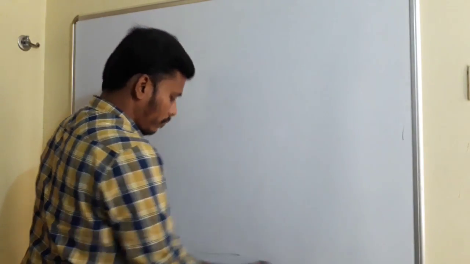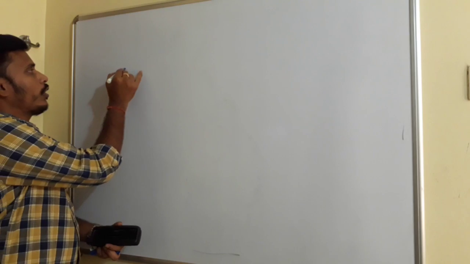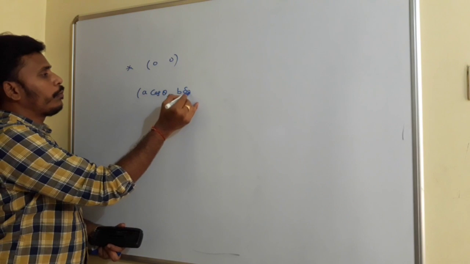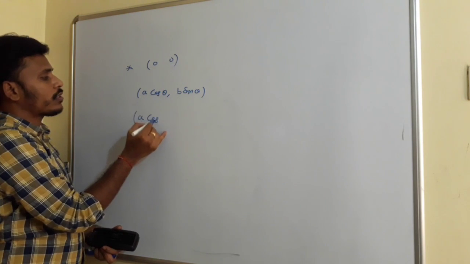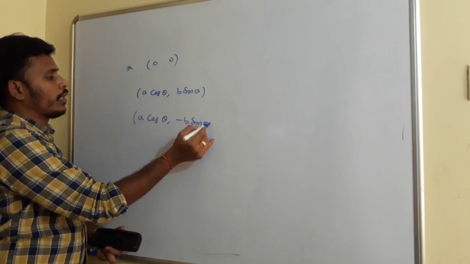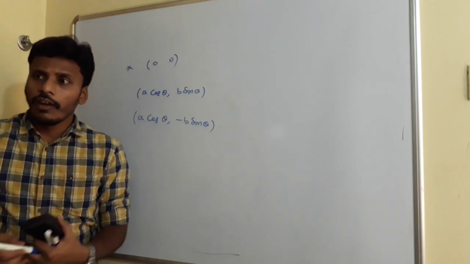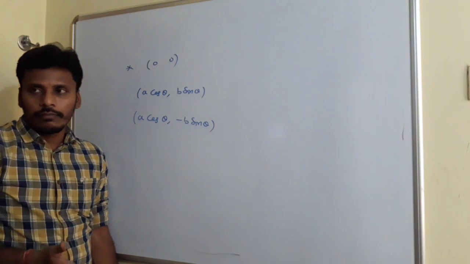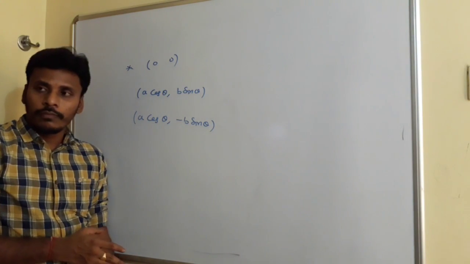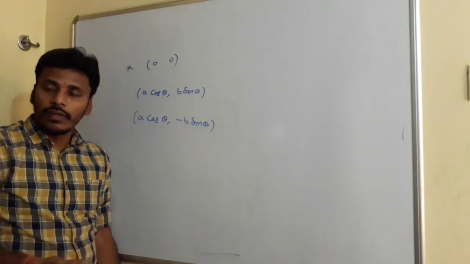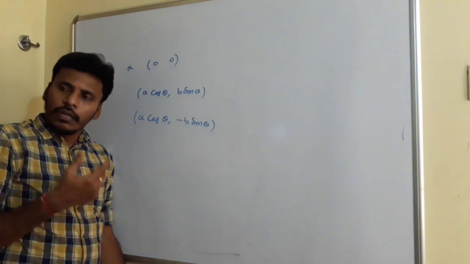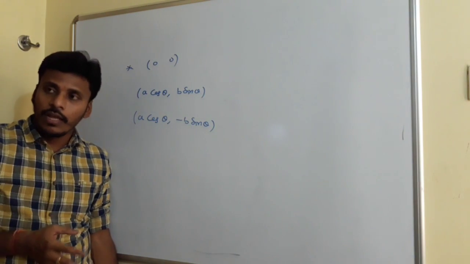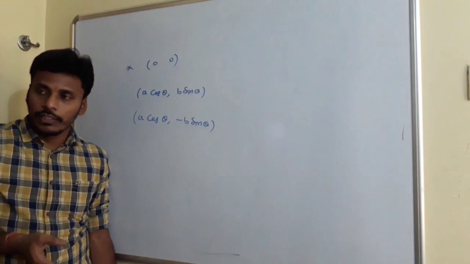For example, the next thing I am going to tell you is I have 3 points: 0, 0, then A cos theta, comma B sin theta, and then A cos theta, comma minus B sin theta. These are the 3 points of the triangle. We are familiar with trigonometry. Here theta is not given. You may take any value for theta. Somebody may take theta as 0, some will take 30, another 45, 60, 90, maybe 70 or 75. For different values of theta, you will get different answers for the area.